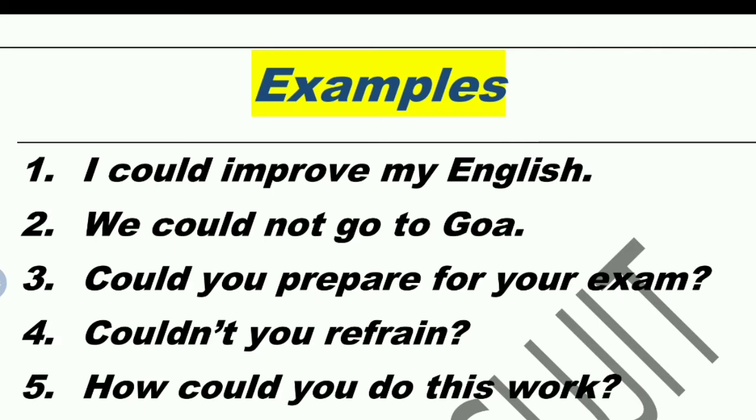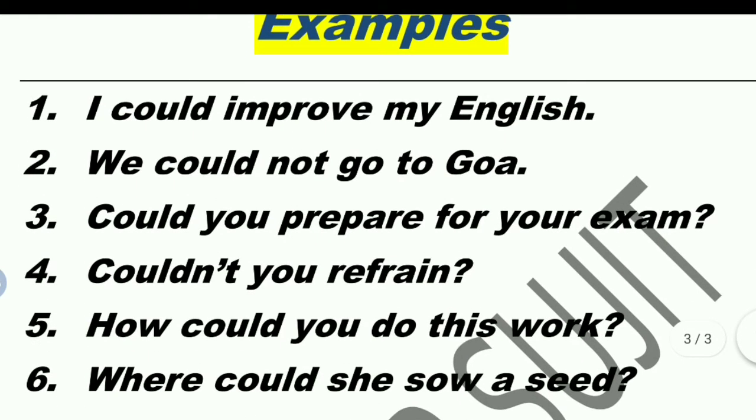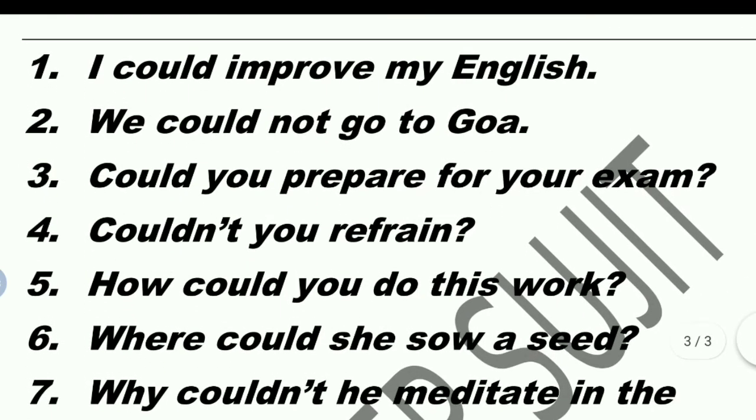Let's move to the next. How could you do this work? This is a double interrogative sentence. The double interrogative sentence is very important. If you understand double interrogative sentences, I hope you will get all the situations in English in an easy way. Alright, next let's talk about the sixth sentence.